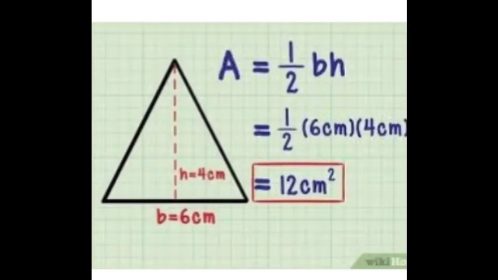So dear children, look at this triangle. Here the base length is 6 cm and the height of the triangle is 4 cm. Find the area of the triangle. We know that area of the triangle is equal to half into b into h. That is equal to 1 by 2 into 6 cm into 4 cm, that is equal to 12 cm square. So the area of the given triangle is 12 cm square.